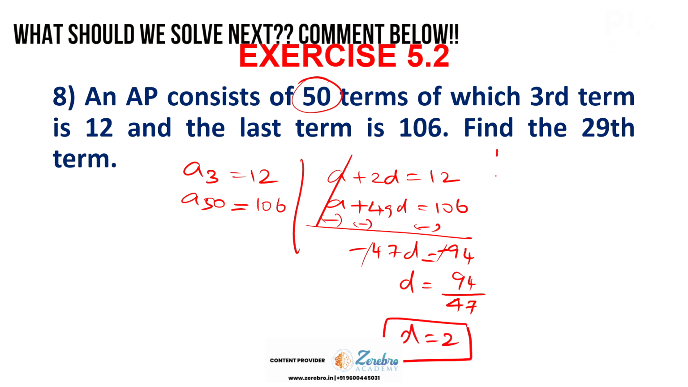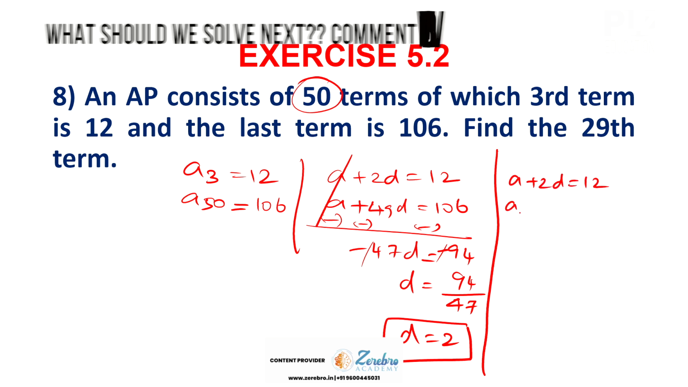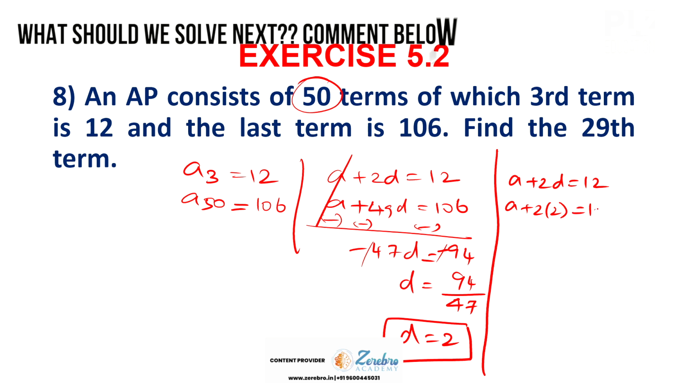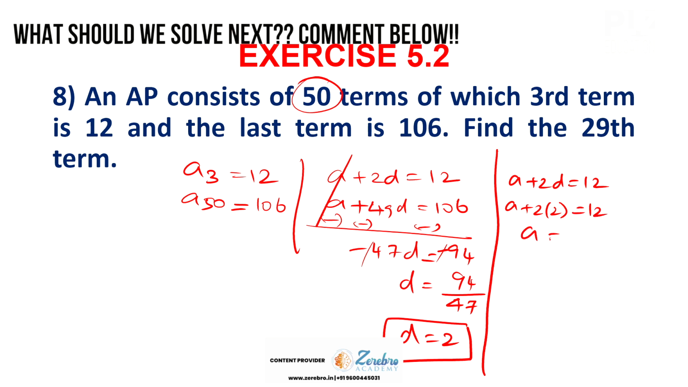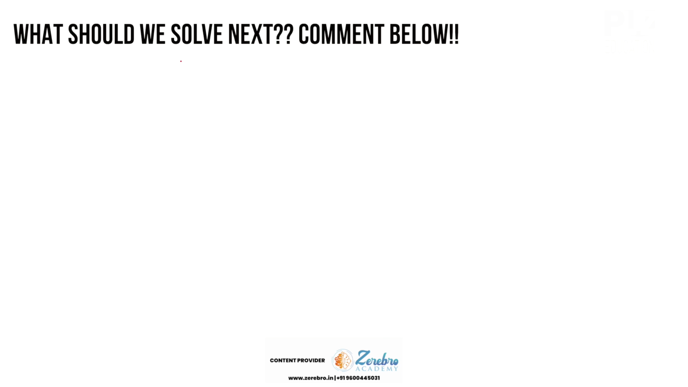So இப்போ நம்ம அடுத்த A கண்டுபிடிக்கணும். So A plus 2D equal to 12. First equation எடுத்துக்கலாம். So A plus 2 into 2, 2 times 2, it is 12. So 2 2s are 4. So 12 minus 4 is equal to 8. So A வந்து 8, D வந்து 2. So A is equal to 8 and D equal to 2.